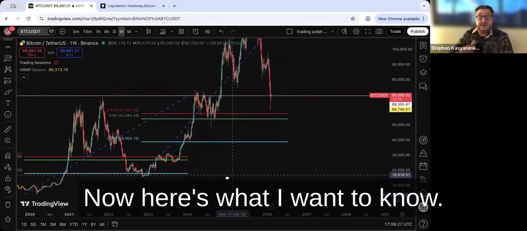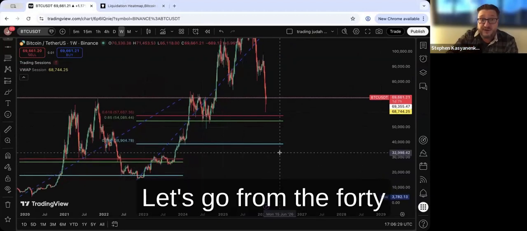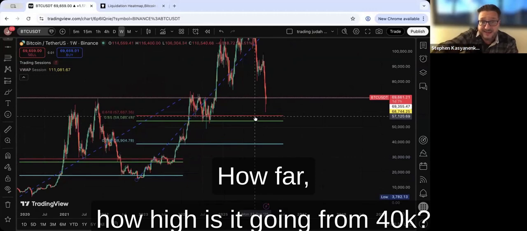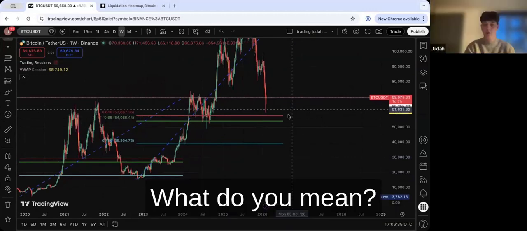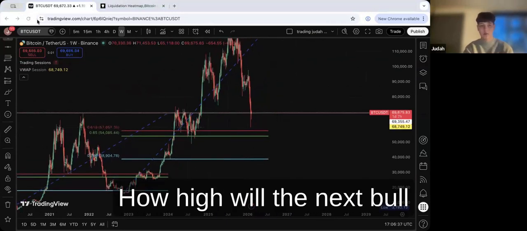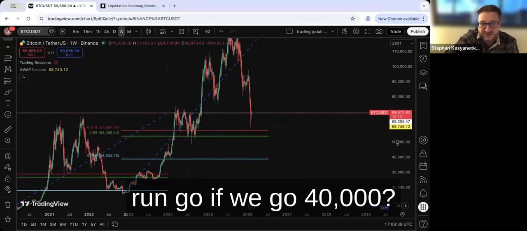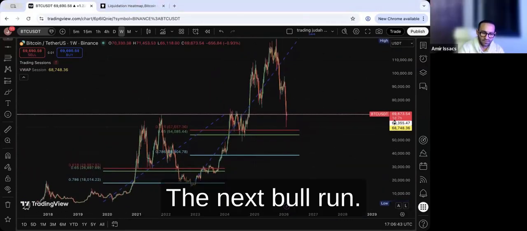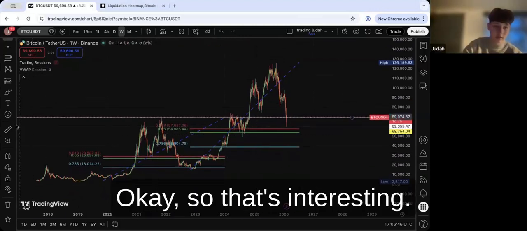Now, here's what I want to know. Let's go from the $40,000 mark. Let's reverse it. How high is it going from 40K? What do you mean? How high will the next bull run go? If we go to 40,000, how do we measure where the next bull run's going to go? Yeah, the next bull run. Yeah, okay. So that's interesting.